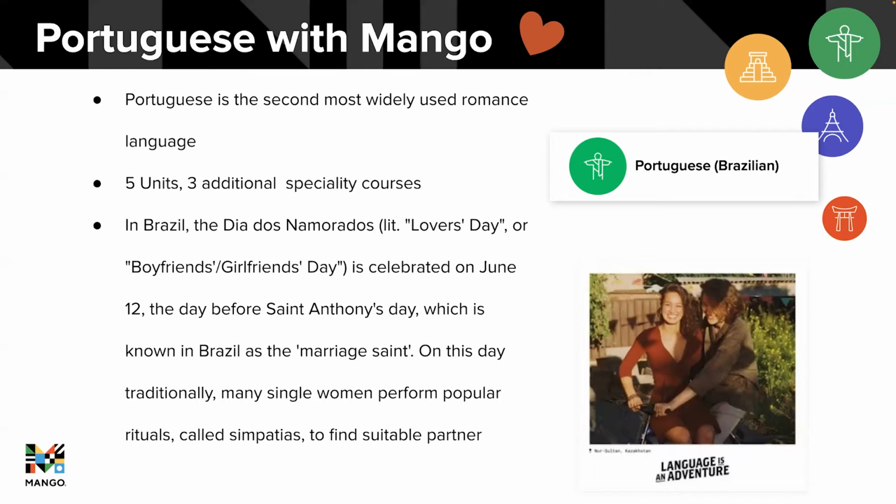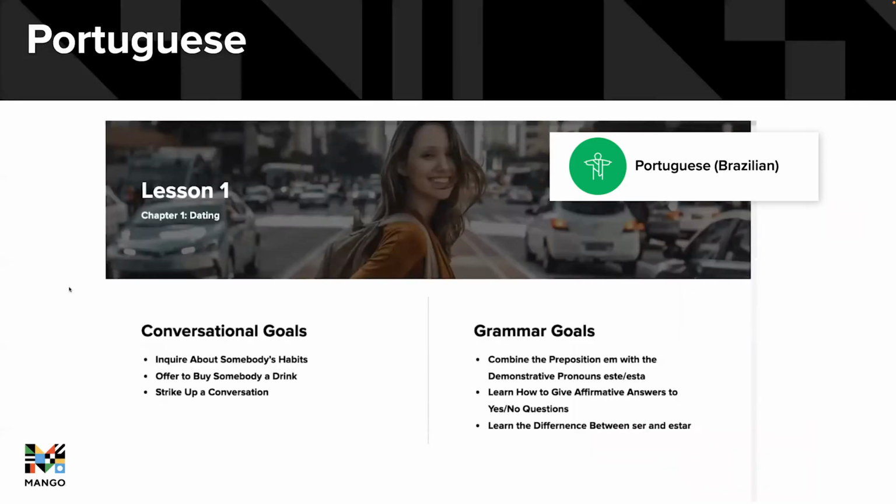But another fun difference between Brazilian Portuguese and the Portuguese that is spoken in Portugal is that in Brazil, if you were to try to tell a loved one that you loved them, you would say te amo. But in Portugal, you would say amo-te. So that's just a fun little difference between the two.